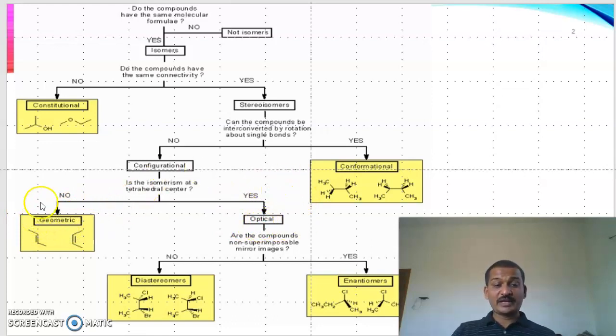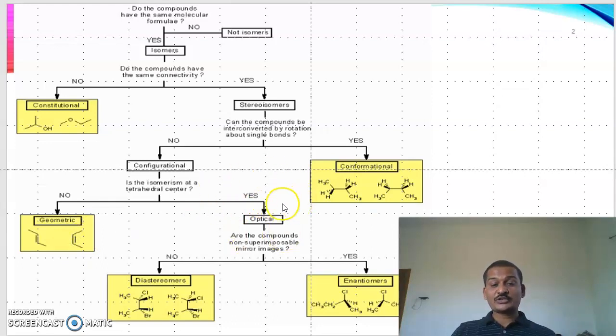See, these geometrical isomers are also called cis-trans isomers. And these are the two isomers of 2-butene. One is trans, another one is cis. In trans-2-butene, two methyl groups are on the opposite side of the double bond. In cis-2-butene, the two methyl groups are on the same side of the double bond.